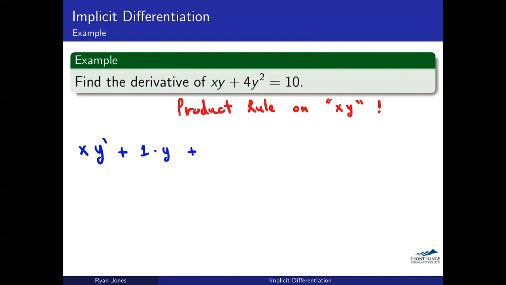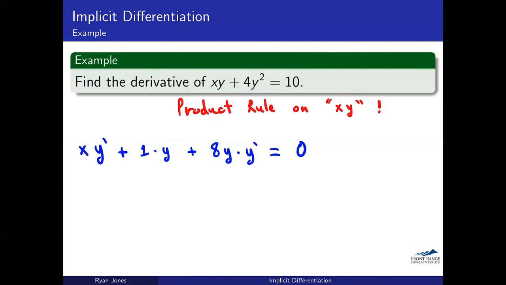Then I have my 4y squared that I'm going to do my normal power rule derivative on. I'm going to drop that 2 down, multiply it by the 4 to give me 8y, and then I have 2 minus 1, which is just 1, so we don't bother writing it. But don't forget chain rule. Remember, this y is a function of x. It's really just a whole bunch of x in there. And so I have to do my chain rule, which says I have to multiply this guy by y prime. And then lastly, the derivative of 10 is just 0 right here. So that's nice and easy.